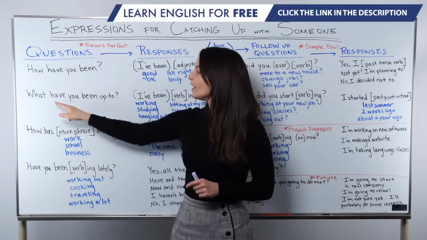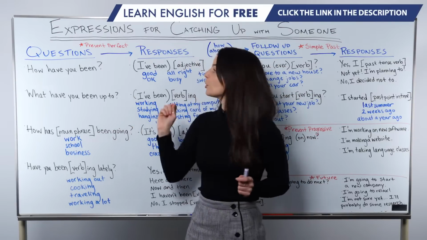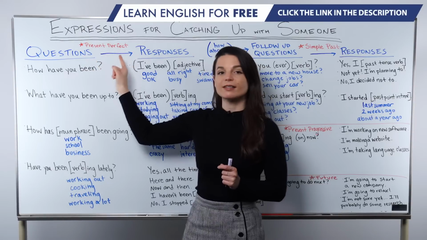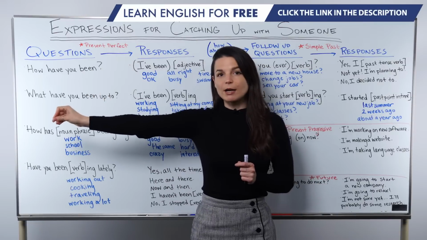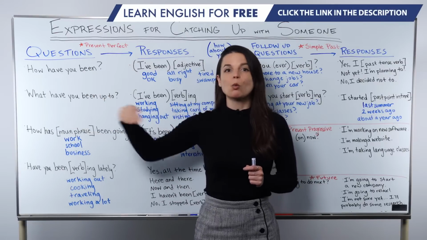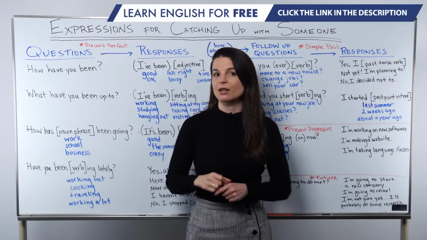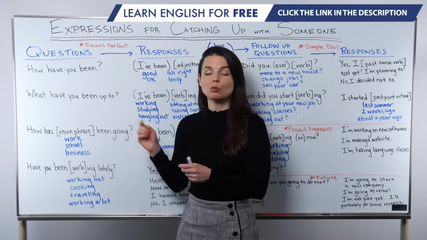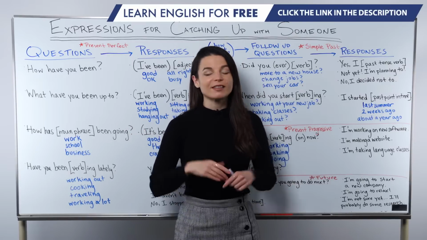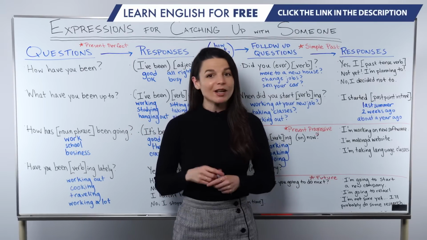Next is, what have you been up to? So again, we're using present perfect tense in this question. That means, again, since the last point in time that we met to now, what were you doing? What were your activities? That's what this question is asking, but in a very casual way. What have you been up to? At native speed, this sounds very fast. It sounds like, what have you been up to? Or maybe even, what you been up to?